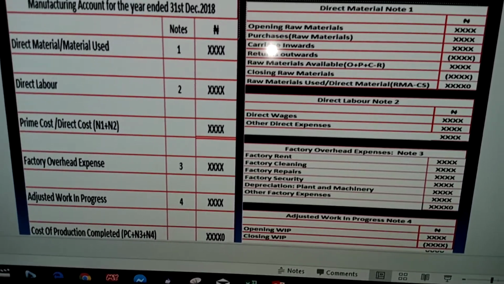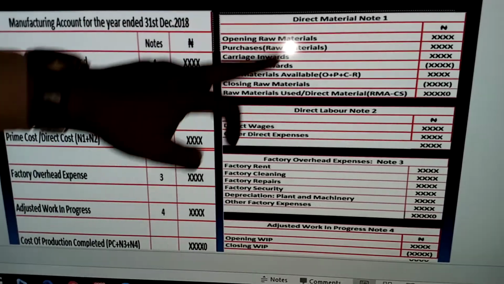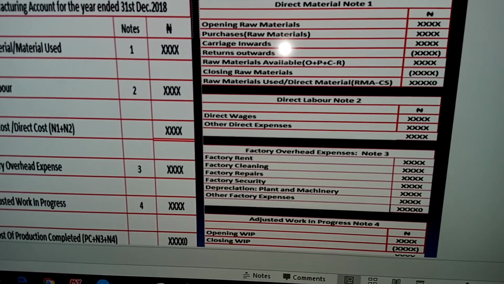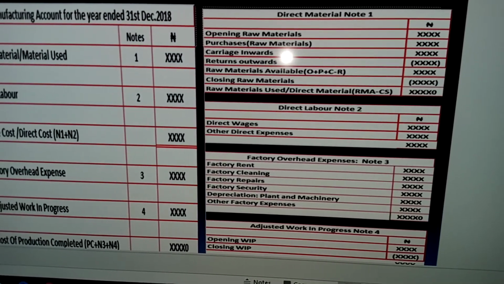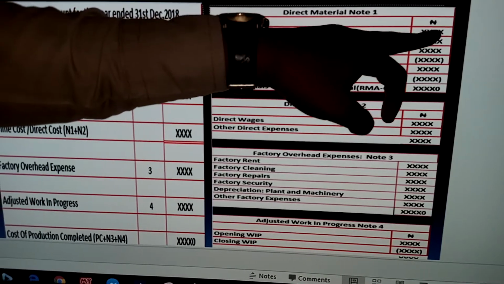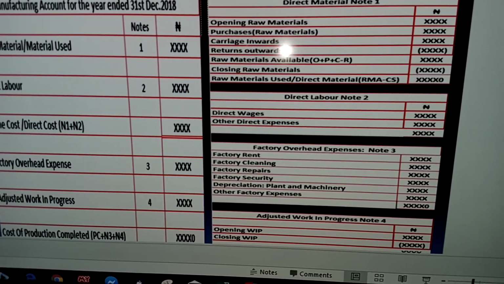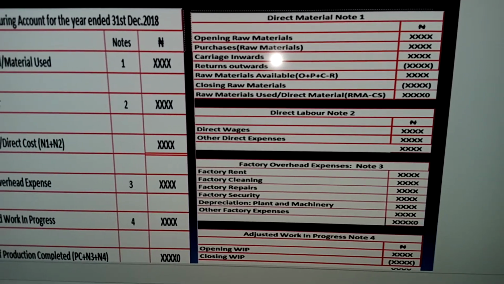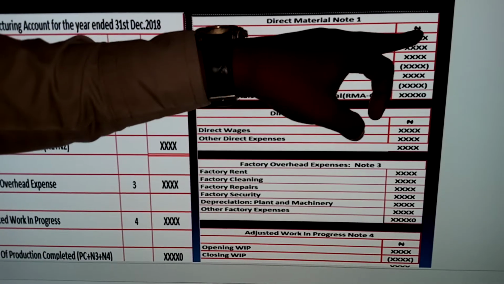So let's look at what makes up the notes. Direct material here, we have note 1, direct materials. So basically, you want to produce, you need materials. So what do you do? You look at your store. Do you have some materials before you begin production? That is your opening raw materials. That's what you have here. Now, will the materials be enough? If the materials will be enough, fine. If it's not enough, what do you do? You buy more. So we have purchase of raw materials. So you add it to your opening stock here.